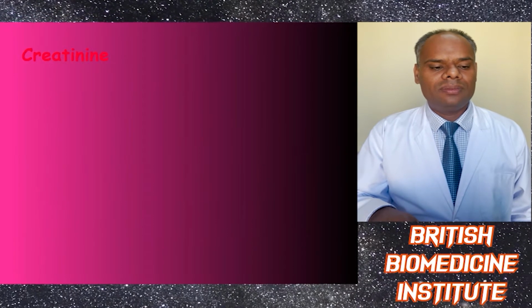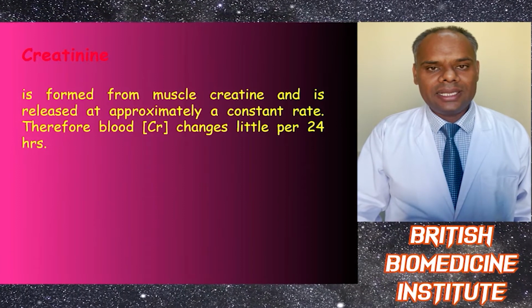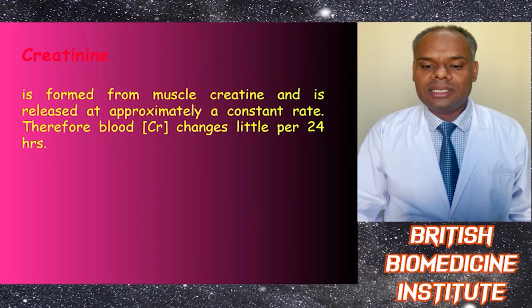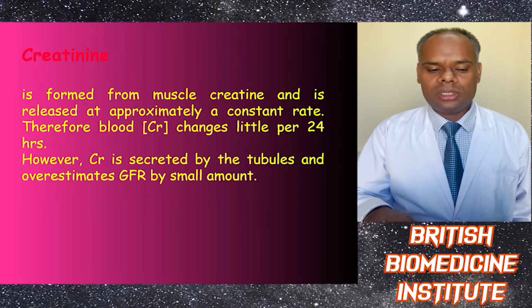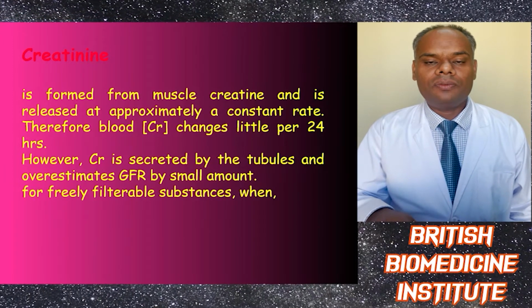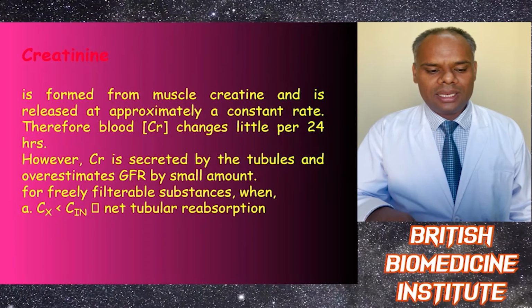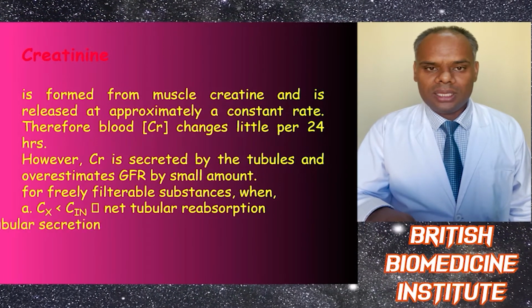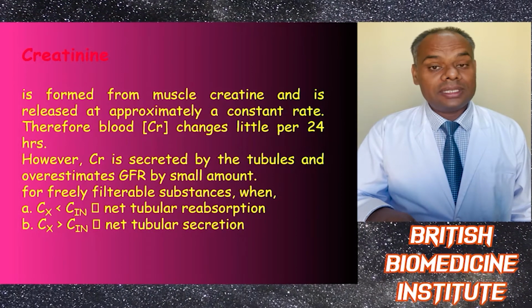Next comes creatinine. Creatinine is basically formed from muscle creatine and is released at approximately a constant rate. Therefore, blood creatinine changes little per 24 hours. However, creatinine is secreted by the tubules and overestimates GFR by a small amount. For freely filterable substances, when Cx is less than C inulin, there is net tubular reabsorption, and when Cx is greater than C inulin, there is net tubular secretion.